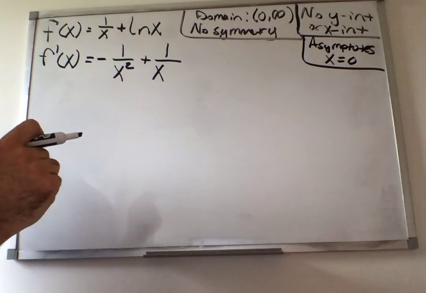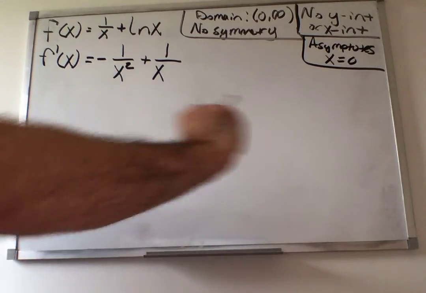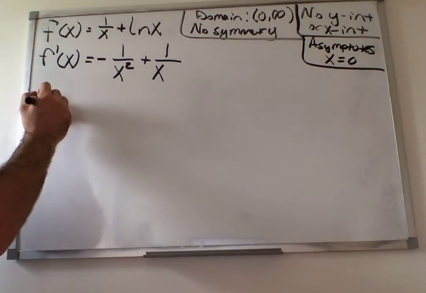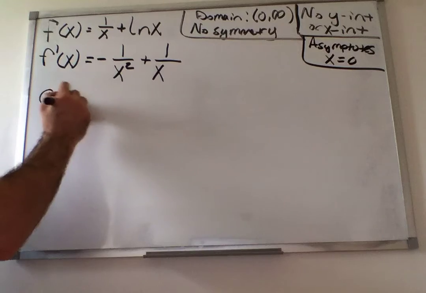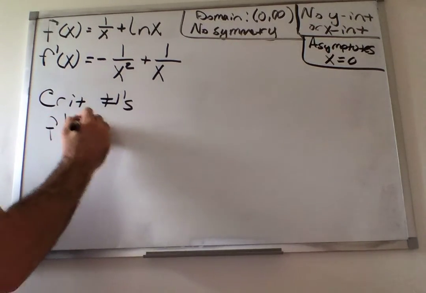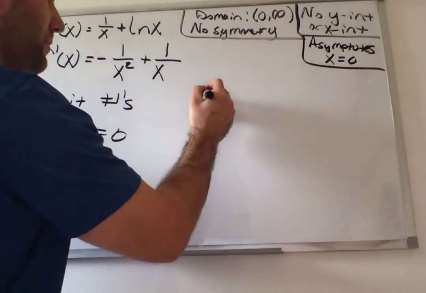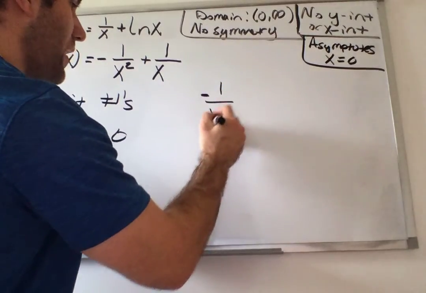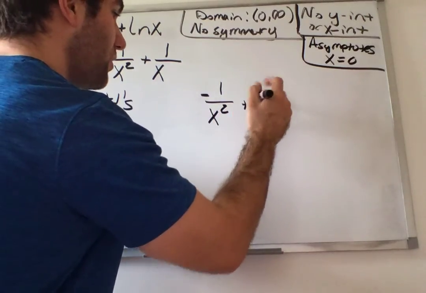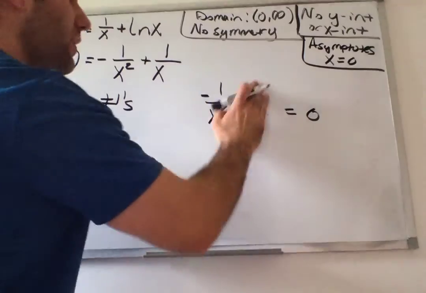Now, in order to find the intervals of increasing, decreasing, we need to find the critical numbers so that we can put them on a number line. To find critical numbers, you take the derivative, you set it equal to 0, and solve. So I'm going to take my derivative, negative 1 over x squared plus 1 over x is equal to 0. Let me rewrite this.